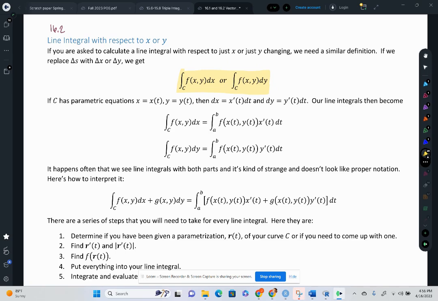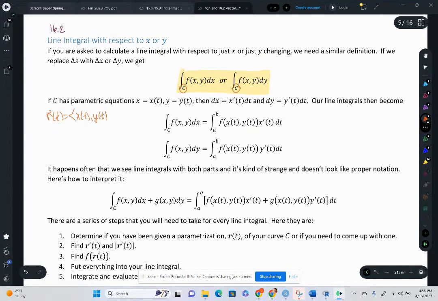This is a line integral, and the thing that's there to let you know that it is a line integral, not a regular integral, is the fact that it's over a curve C. And so what that means is that C is going to have parametric equations. We're going to be able to come up with some vector function r of t, right? r of t will be the vector with components x of t, y of t, and if we go any further, it'll be z of t, okay?